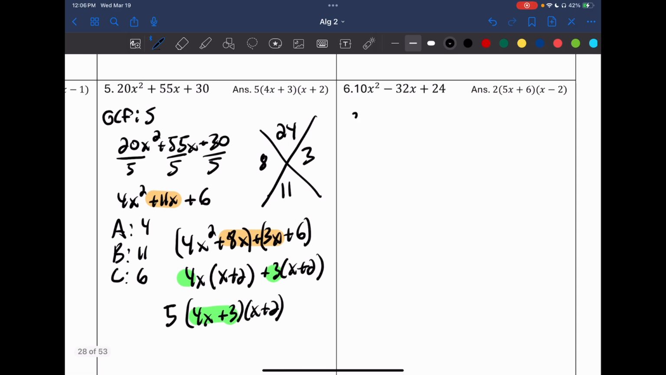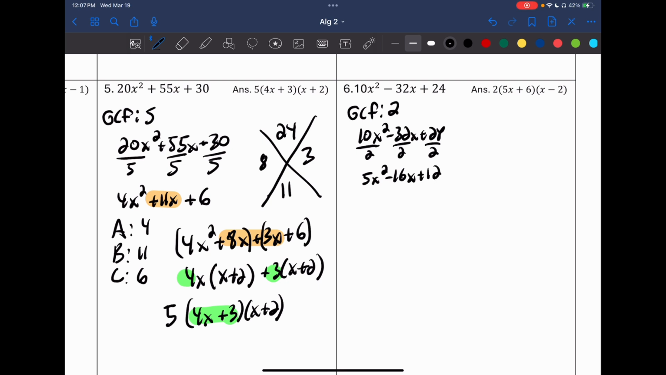All right, GCF here. You've got 10, 32, and 24. You might think you can do more than 2. You might be like, well, those all look like even numbers. Maybe we can do 4, but 4 doesn't go into 10. Maybe we could do 8, but 8 doesn't go into 10. So you really can't do anything more than 2. We can do 10x squared minus 32x plus 24. Divide by 2, divide by 2, divide by 2. We have 5x squared minus 16x plus 12.